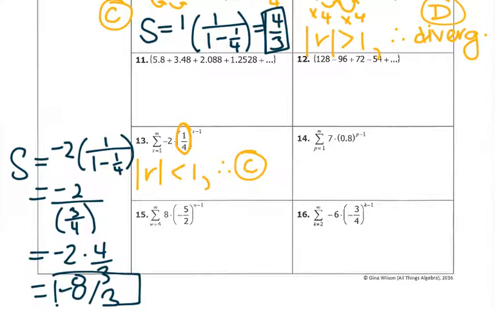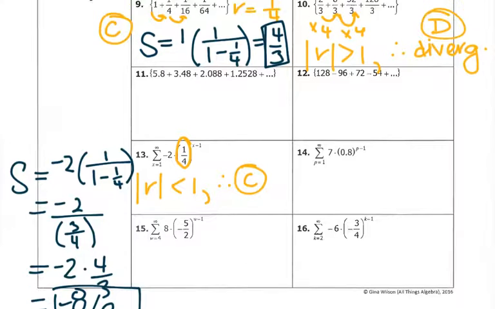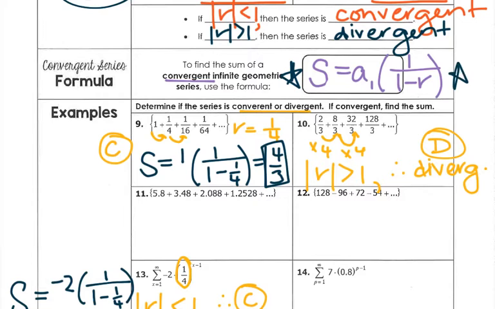Alright, so that's how you determine whether an infinite geometric series converges or diverges. And if it does converge, then you're going to use this summation formula. Again, this only works for an infinite series. If you have a finite series, you're using the formulas we've learned previously.